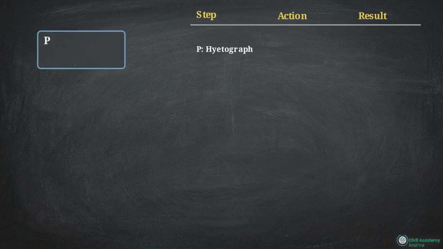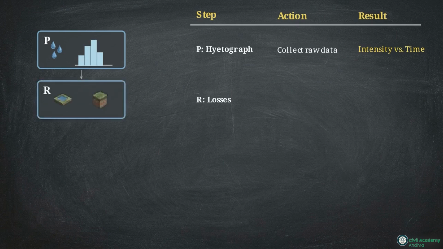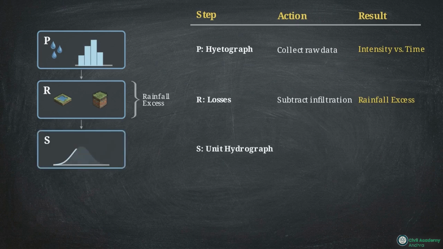Step 1 is P, obtaining the hyetograph. This locks in our baseline data, showing the specific distribution of the storm's intensity over time. Step 2 is R, estimating losses. Not every drop of rain reaches the river. We subtract the initial abstraction, water trapped in puddles or on leaves, and the infiltration into the soil. What remains is our actual rainfall excess.